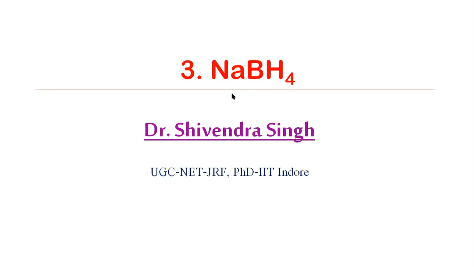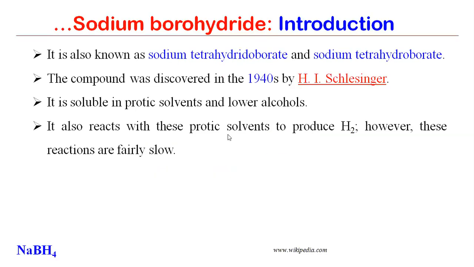So let's see. All right. Sodium borohydride, as you can see from this slide, is also known as sodium tetrahydroborate. These are the two names used for sodium borohydride. It was discovered in 1940 by the scientist Schlesinger, who also showed some of the reducing properties of sodium borohydride in his work. So he is the main person associated with the discovery of sodium borohydride.